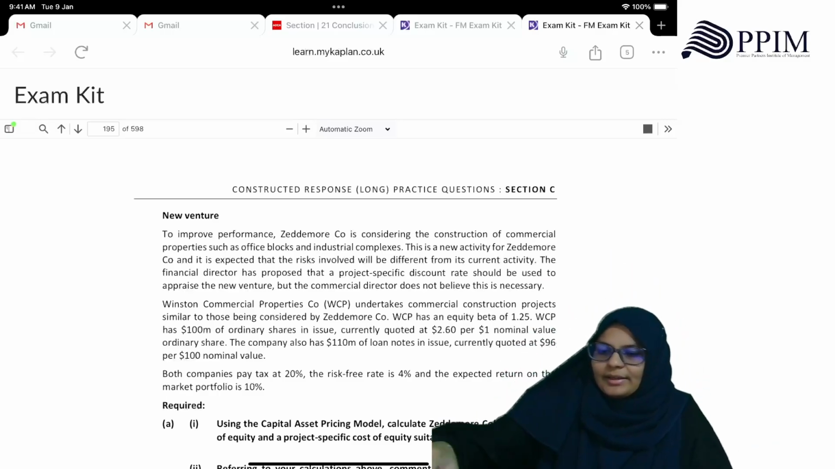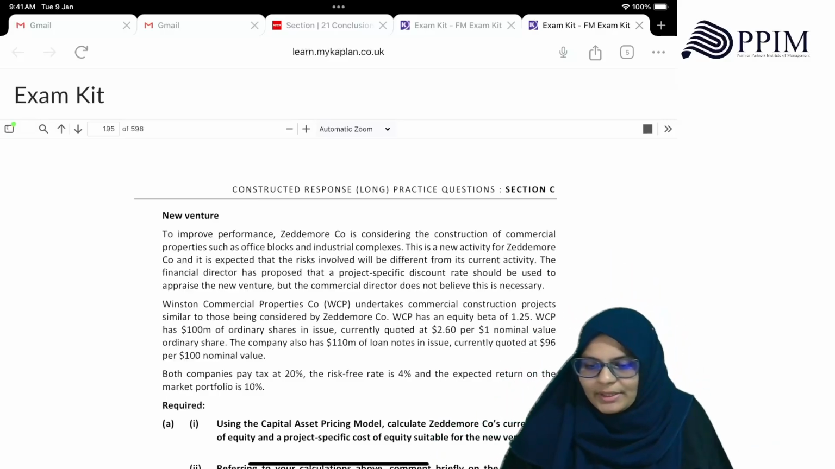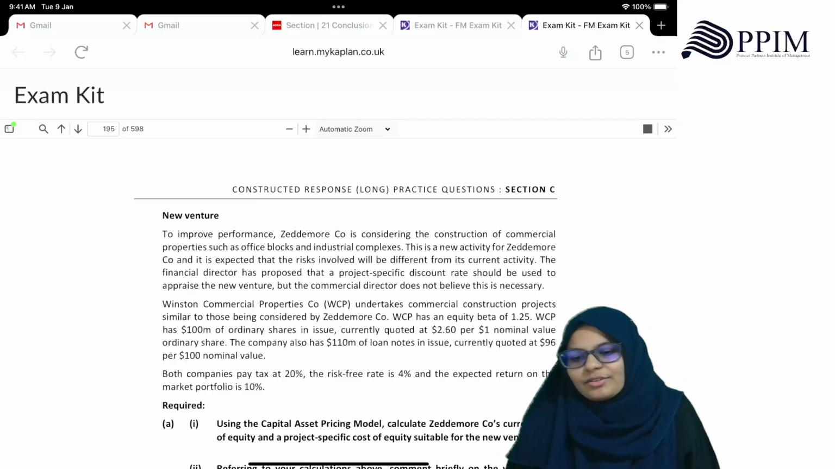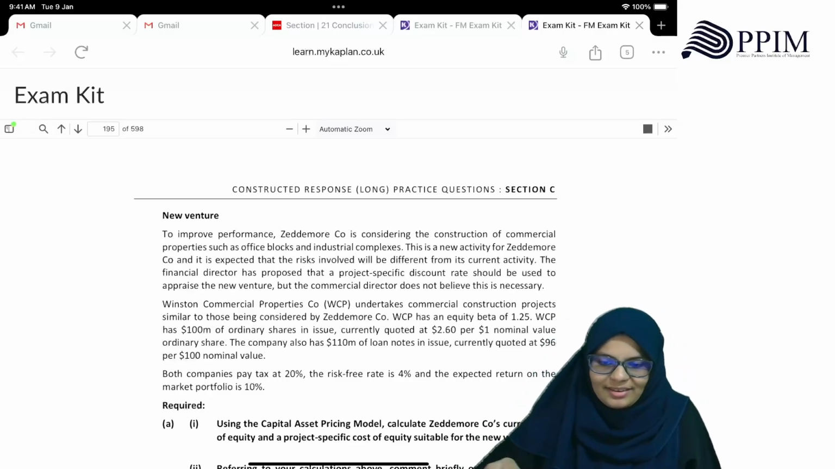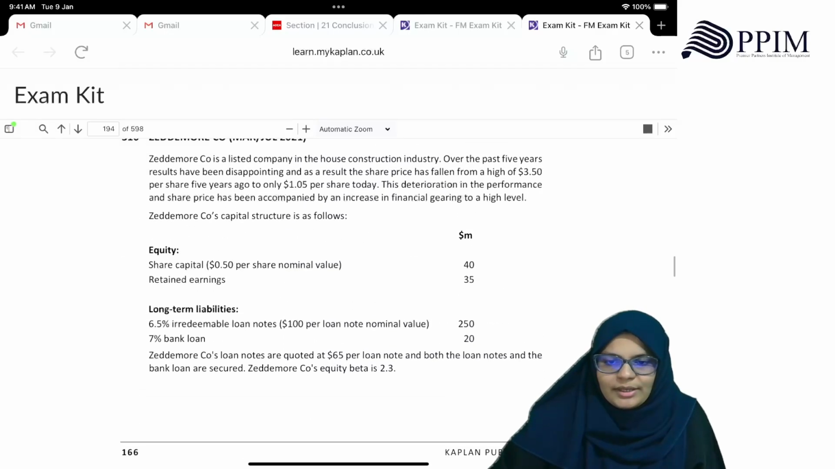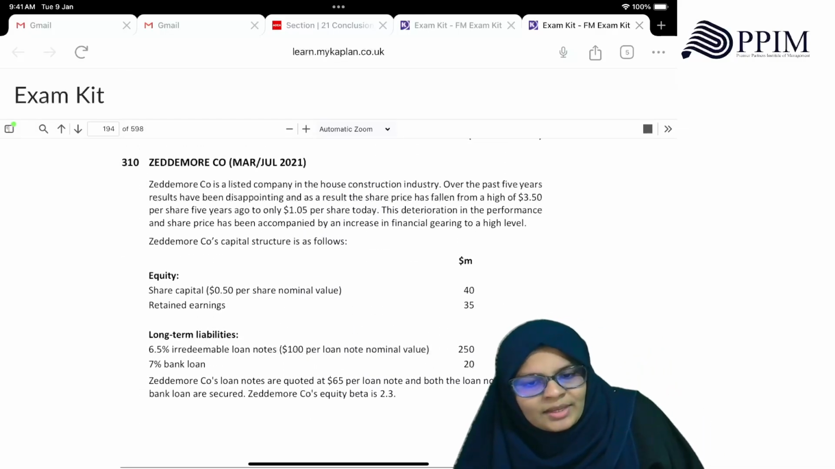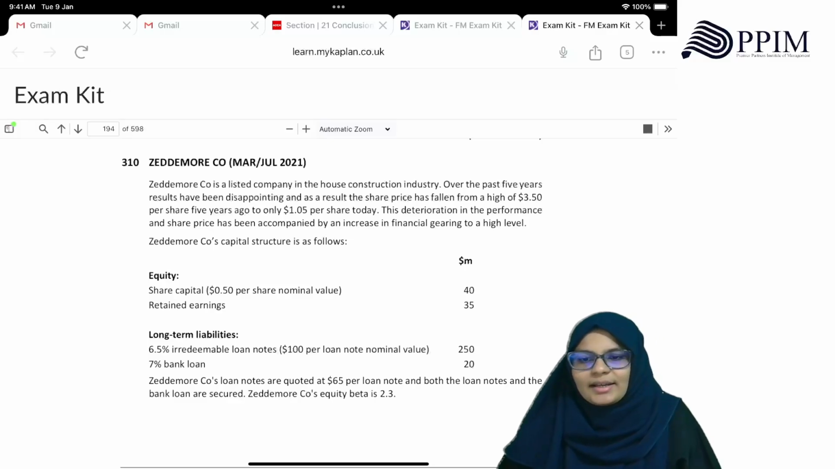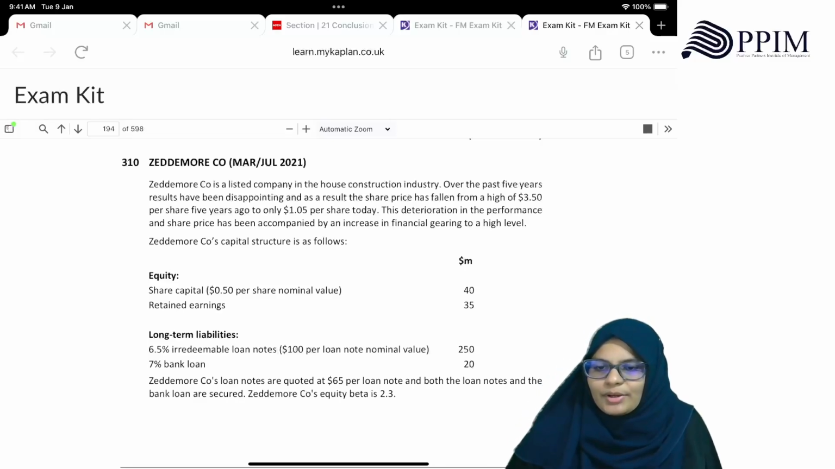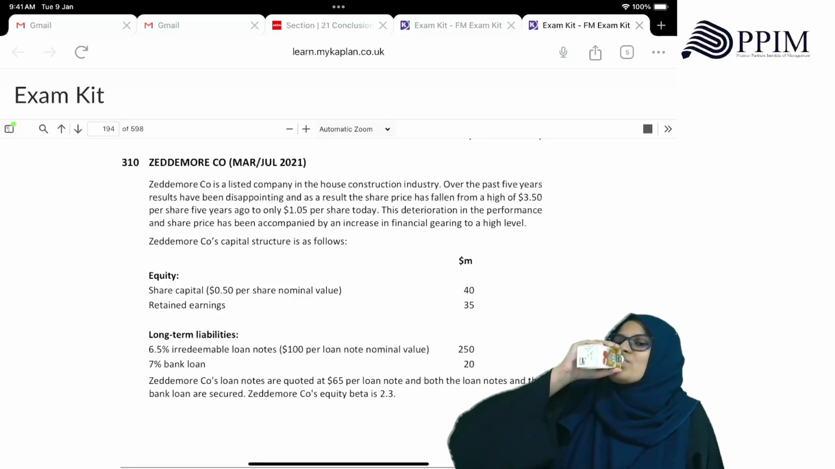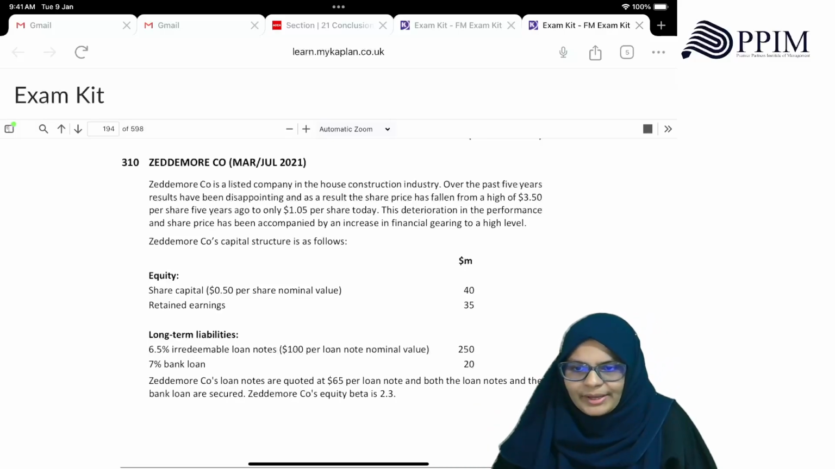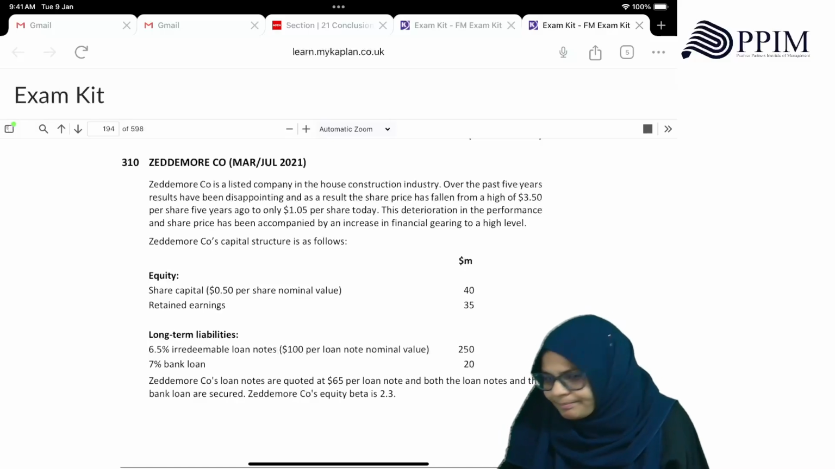So let me quickly get it for you. So using capital asset pricing, they're asking for the current cost of equity and project specific cost of equity, right? So let me read through it first. It's saying ZMO company is a listed company in the house construction industry. Okay. Over the past 5 years, results have been disappointing, and as a result, share price has fallen. Okay. So from 3.5, it has become 1.05.